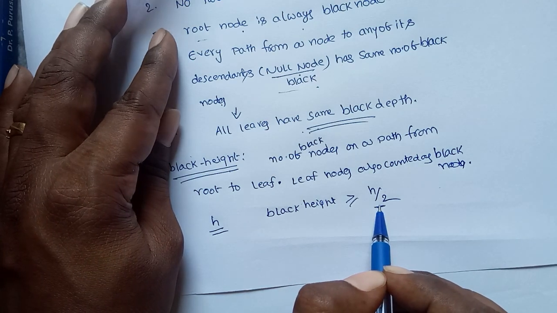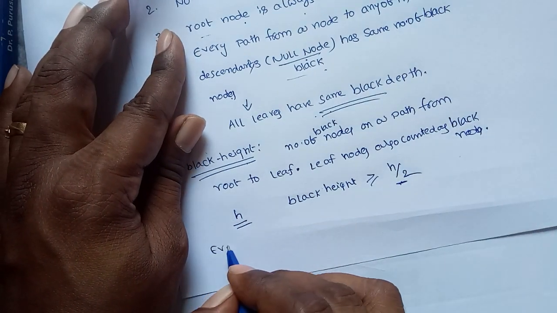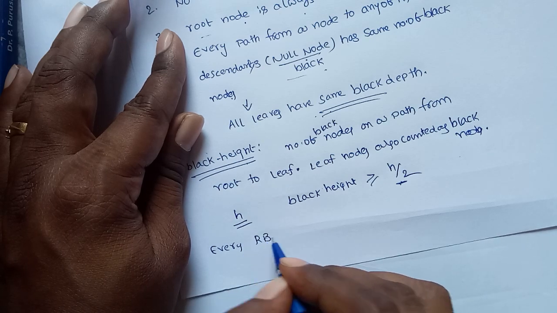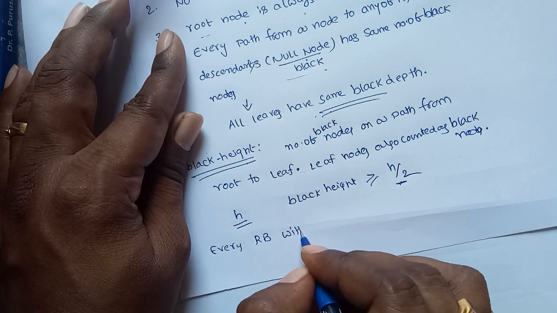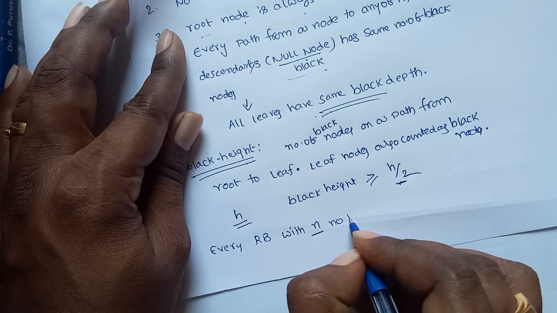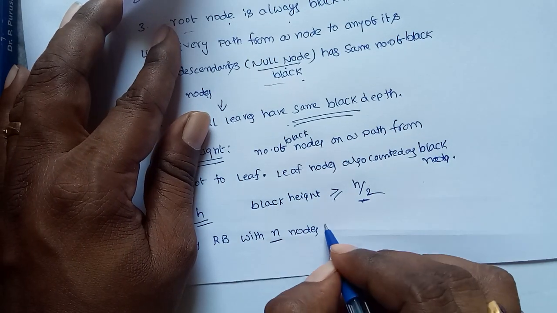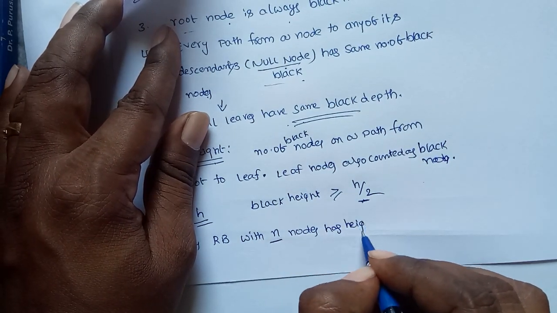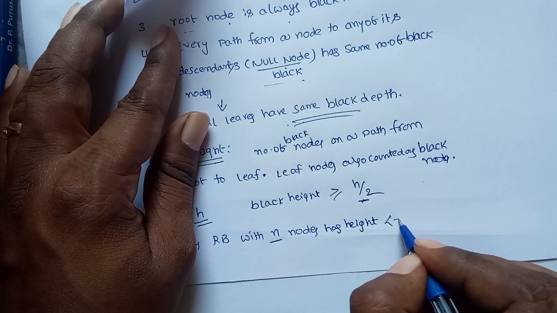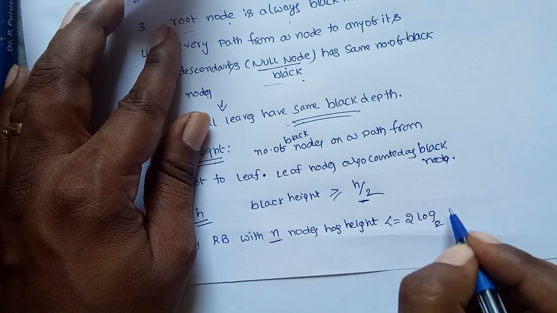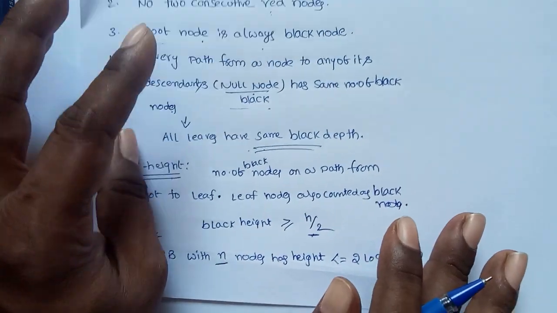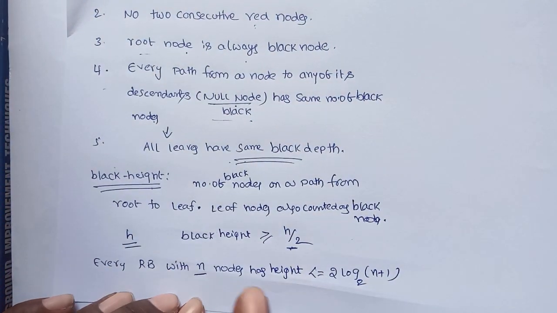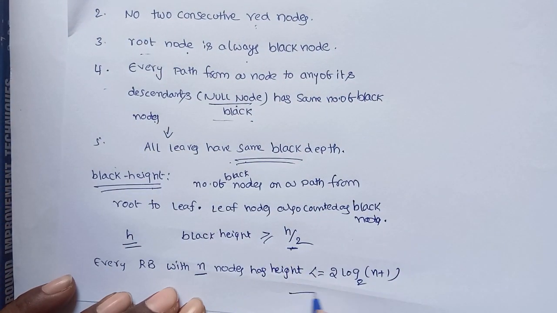Height is greater than h by 2. And one more: every red black tree with n nodes has height less than or equal to 2 log(n+1). This is the formula.